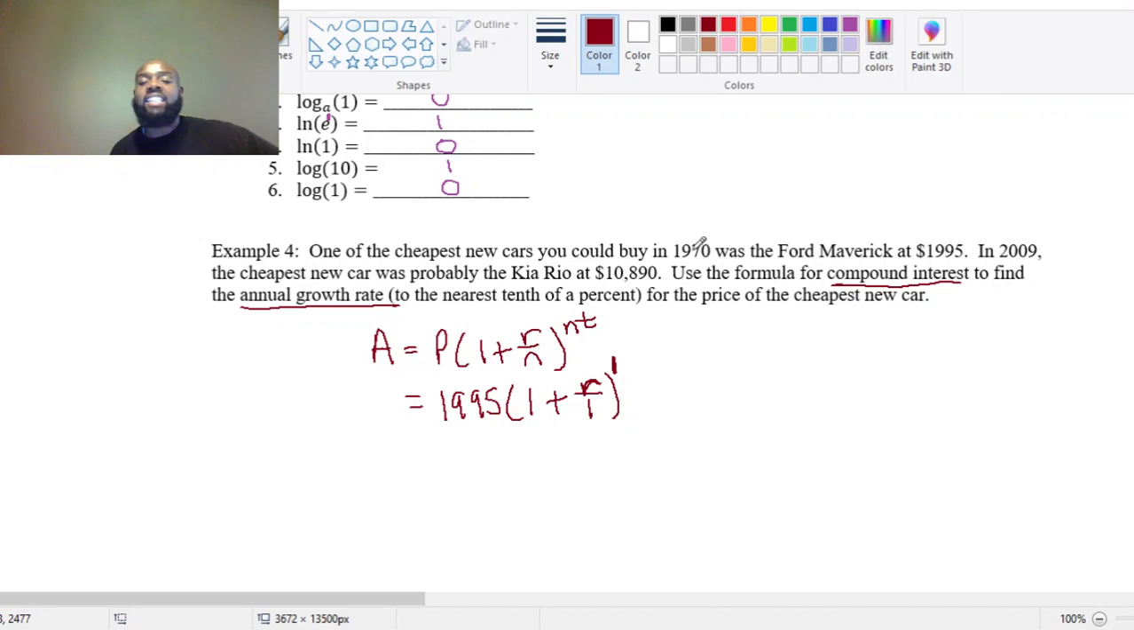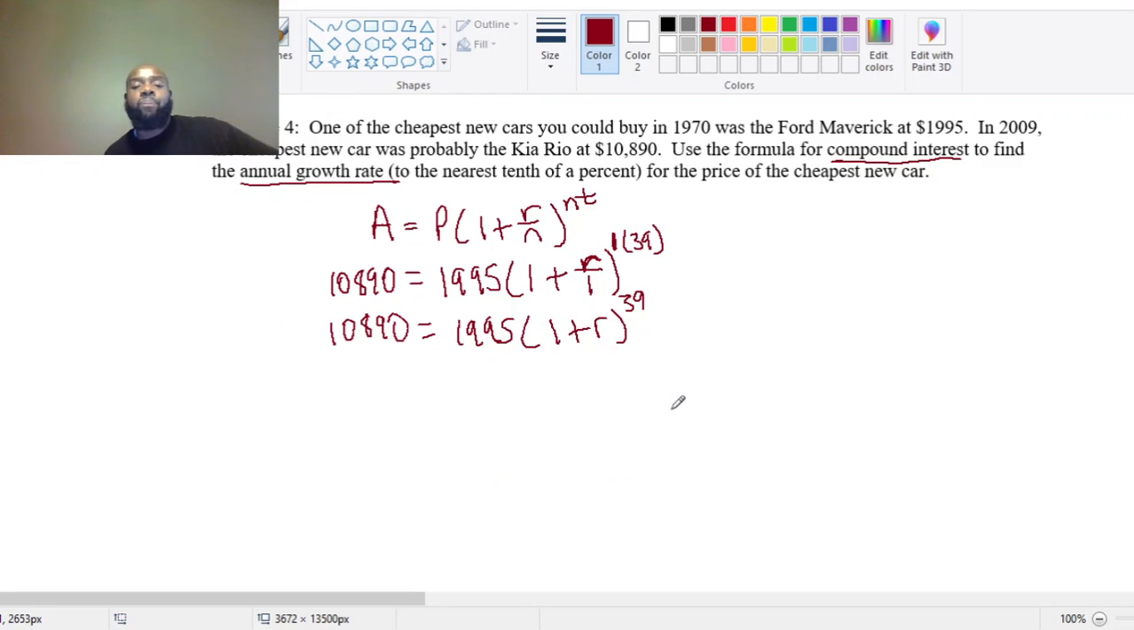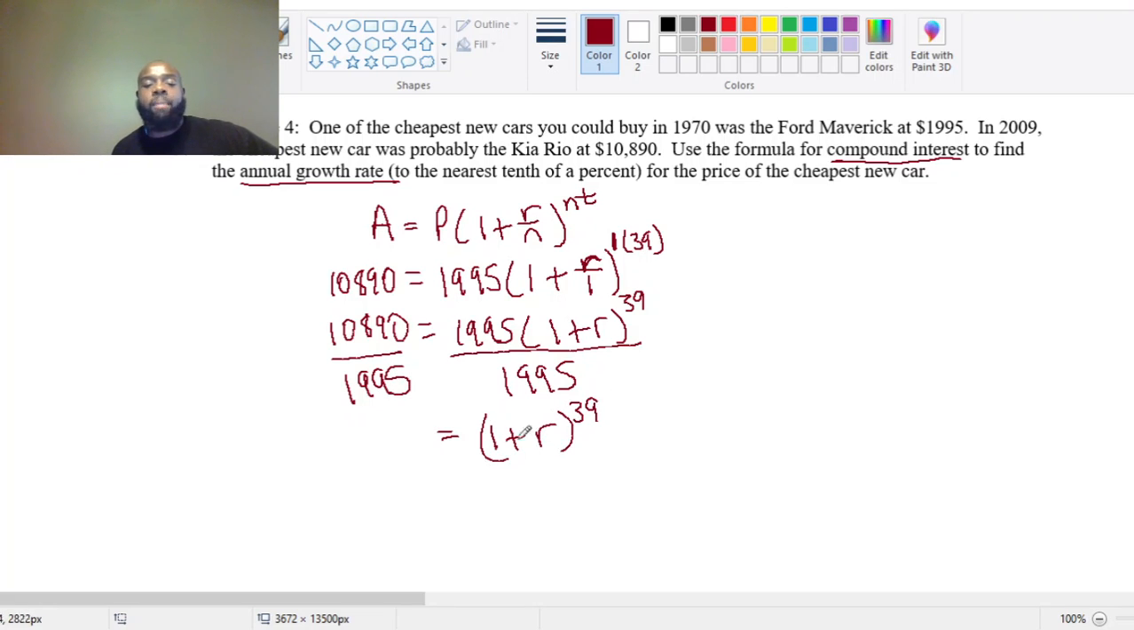And 1970 to 2009 is 39 years. And in 39 years, the cheapest new car was $10,890, right? And so I get 10,890 equals 1995 times 1 plus r to the 39th power. All right, this is just an example. And here I'm going to divide by 1995. And that'll give me a 1 plus r to the 39th power.